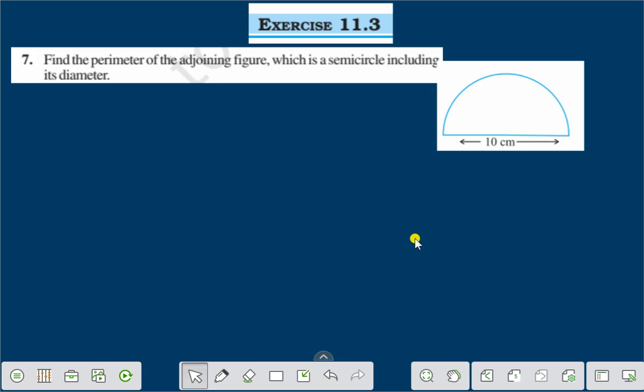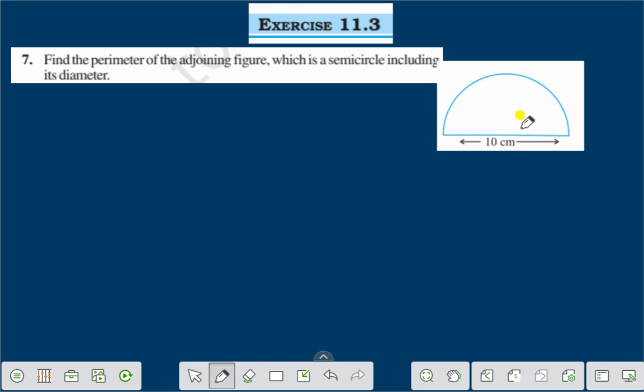Hello everyone, today we shall discuss exercise 11.3 question number 7. Find the perimeter of the adjoining figure which is a semicircular including its diameter. Here you see the diameter is 10 cm. You have to find the perimeter of this boundary, right?